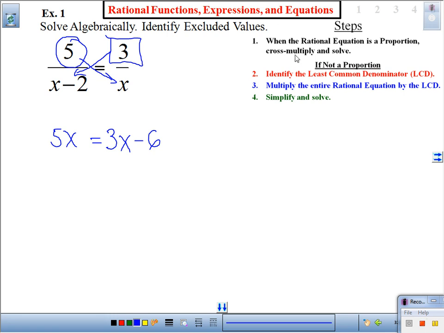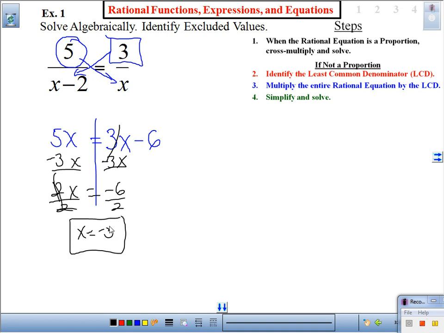And then it says solve. All right, line down the equal sign. Get all variables to one side. Where do I start? Minus 3x, minus 3x. We're left with 2x equals negative 6. Divide by 2. x equals negative 3. That's my solution. Am I done? No, let's check for excluded values.